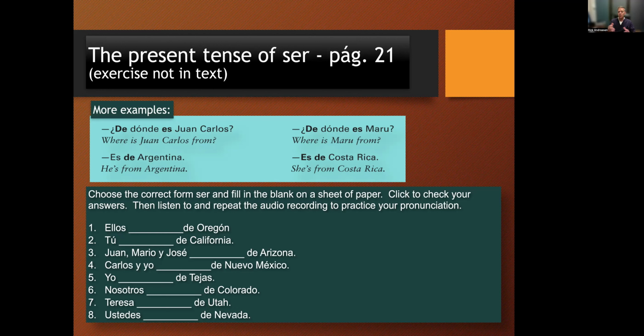¿De dónde es Maru? Repitan, por favor. ¿De dónde es Maru? Where is Maru from? Es de Costa Rica. Repitan, es de Costa Rica. She's from Costa Rica, okay? So we're showing origin with the word de. Okay, aquí tenemos 8 ejemplos, 8 examples. Choose the correct form of ser and fill in the box. And we'll go back and talk about it. Then I want you to listen and we'll repeat it. So pause, decide the correct form of the verb ser for each of those 8 examples, and then resume the video while I just sit here, and we'll talk about your answers.